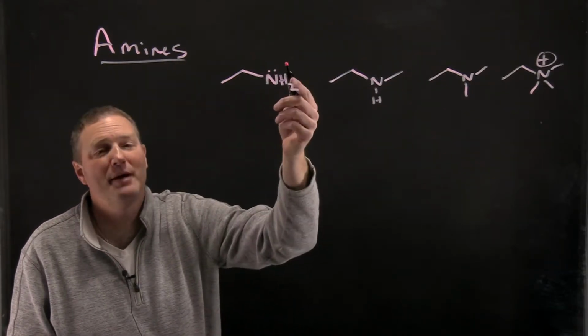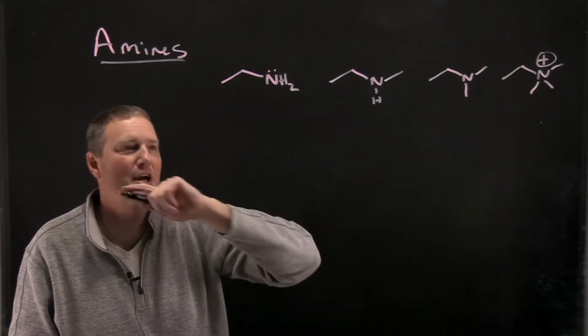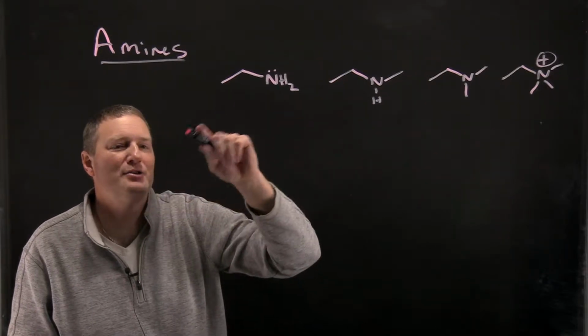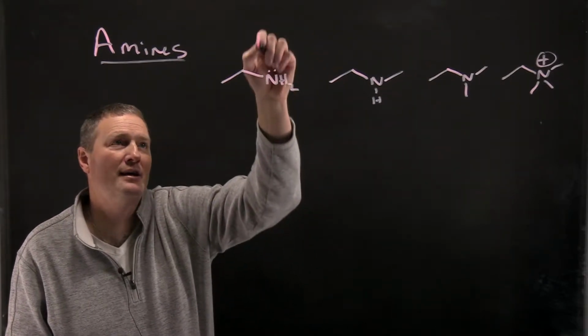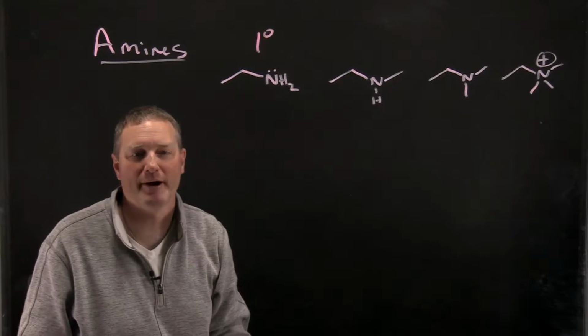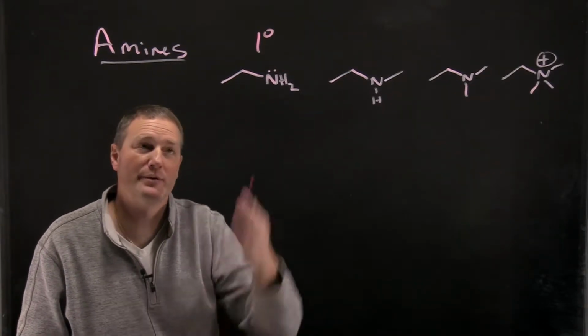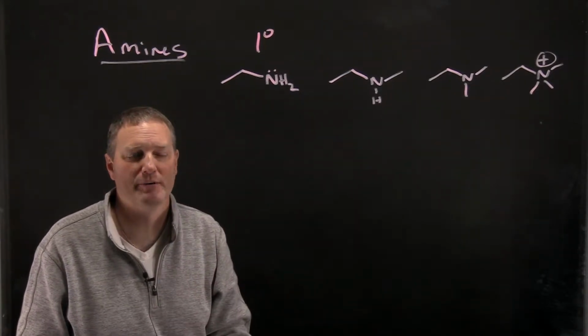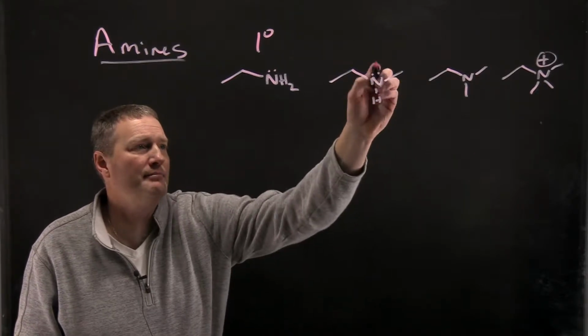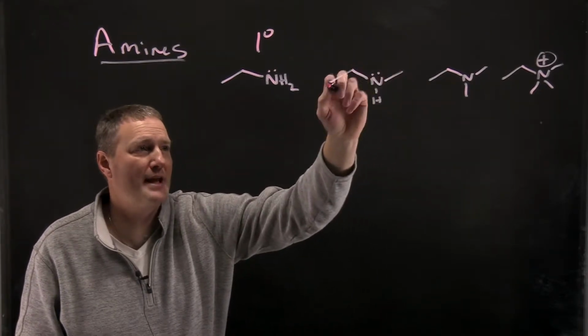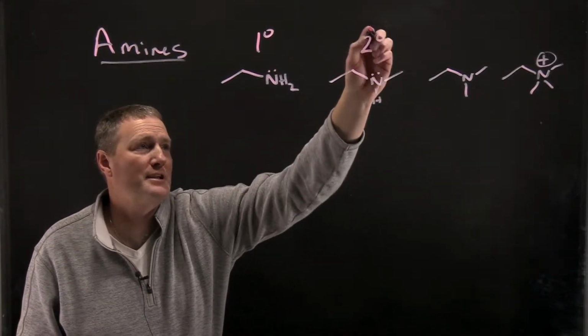Now I did put the lone pairs on here. Those will become important when we talk about physical properties. So because this has only one carbon substituent, this is called a primary amine, which we would designate as a 1 superscript 0. This amine, notice it now has two carbon groups, an ethyl group and a methyl. This would be called a secondary amine.